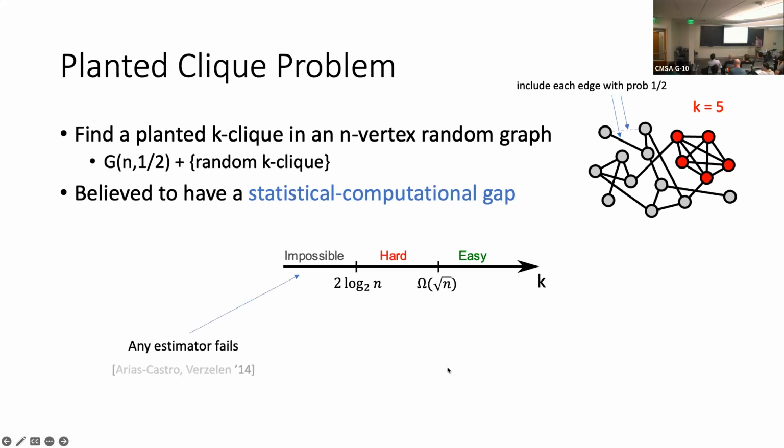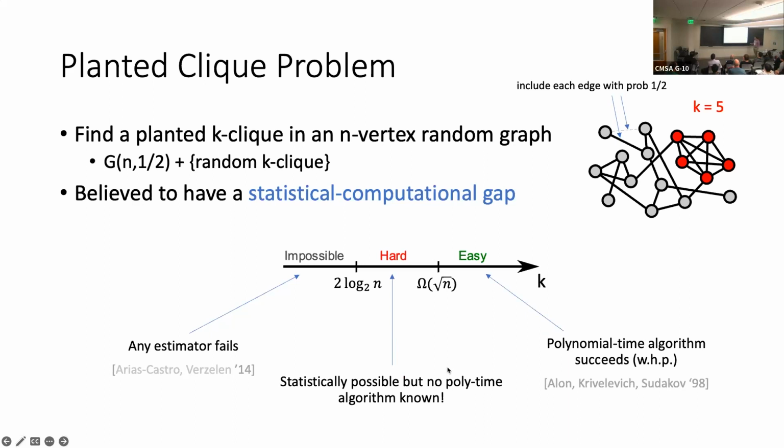And so what happens? Well, when I'm planting a clique that's very small, it's simply statistically impossible for you to find it. That's because 2 log n is the size of the largest naturally occurring clique in a random graph. And so if I plant something smaller than this, it will just get lost in the noise. On the other hand, if I plant a clique that's quite a bit larger than that, of size square root n, we know polynomial time algorithms that can find it.